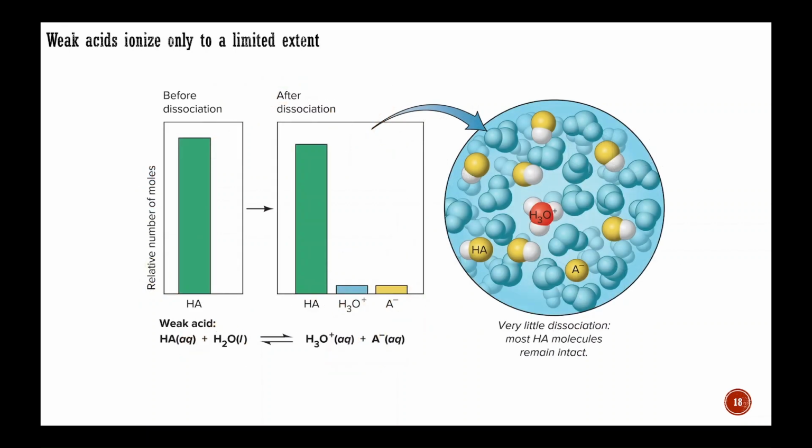Weak acids ionize only to a limited extent when dissolved in water. At equilibrium, an aqueous solution of a weak acid contains a mixture of unionized acid molecules, hydronium ions, and the corresponding conjugate base. The degree to which a weak acid ionizes depends on the structure and concentration of the acid, as well as the equilibrium constant for the ionization.